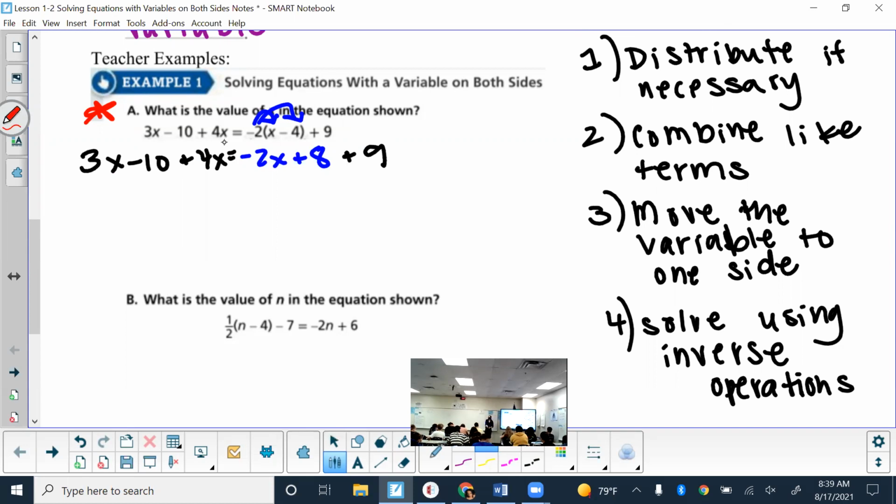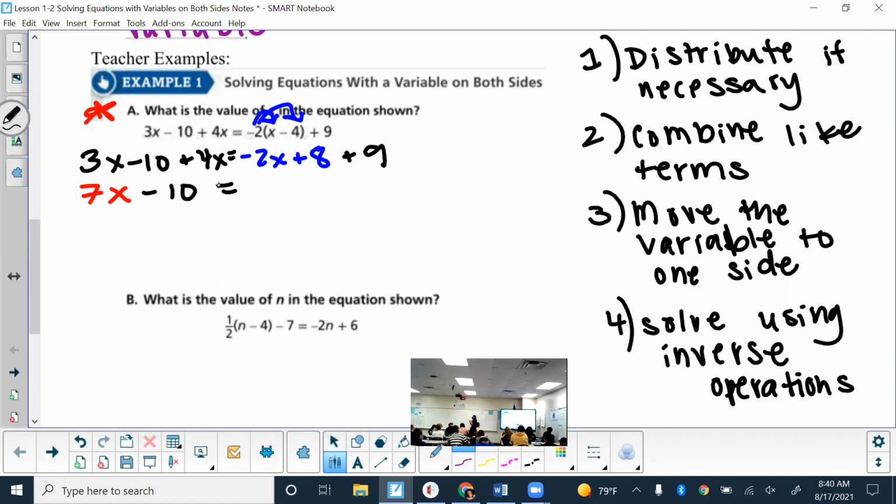So check for each side of the equation. Start with this side. Are there any like terms here? Again, keep the sign that's in front of each term. I have a +3x and a +4x. They combine to give me +7x. All right, bring down that -10.